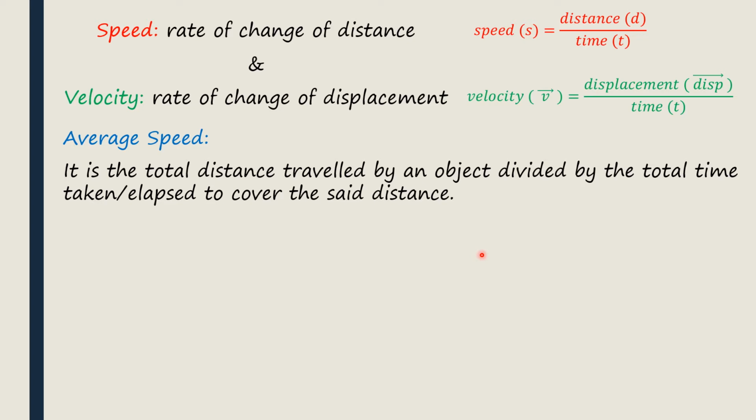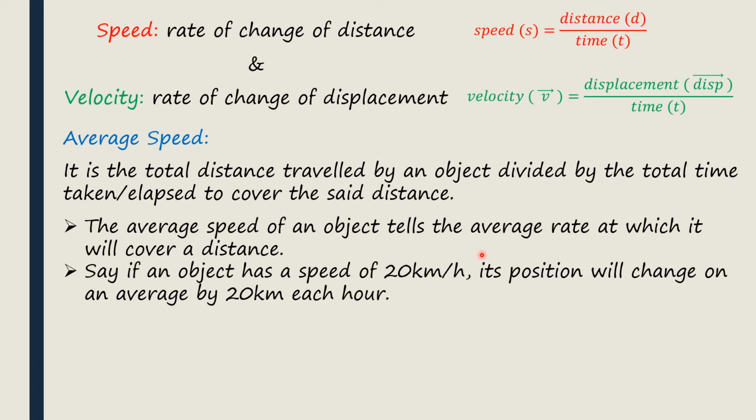To understand what it means, it is as good as saying that it is the total distance that is traveled by an object. Whatever total distance an object has traveled, that value is divided by the total time which is taken to cover that whole distance. That value will give you the average speed.